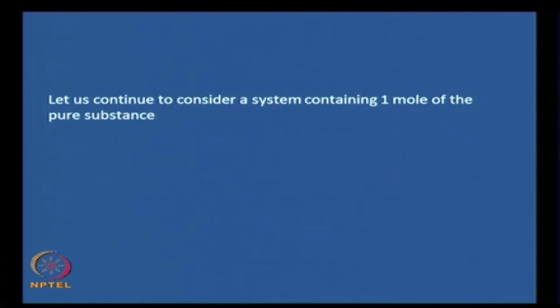Now let us continue to consider a system containing 1 mole of the pure substance. This is for initial development. It is easier to understand things at 1 mole and then we can generalize. Also, unless otherwise specified, or in other words we will specify things when things become different, we are going to consider a closed system. To recall what a closed system is, it is something that can exchange energy with its environment, whereas it cannot exchange mass with its environment.